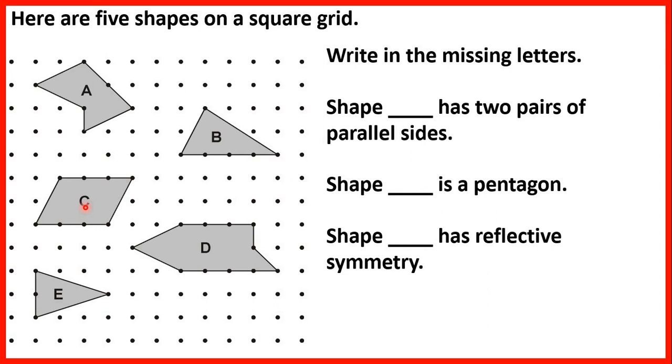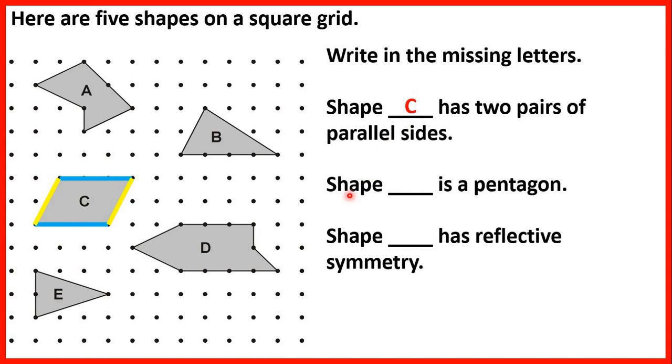And if we look at shape C, we can see that this top line is parallel to this bottom line, and this line here is parallel to this line here. If we extended these lines, they would go on forever without ever crossing. So we have 2 pairs of parallel sides, so that's shape C.